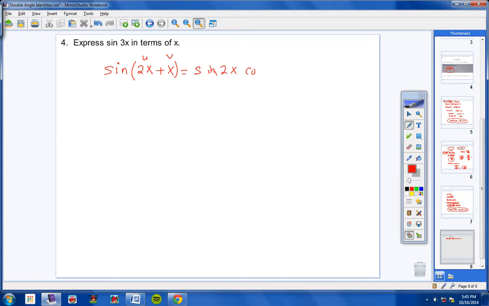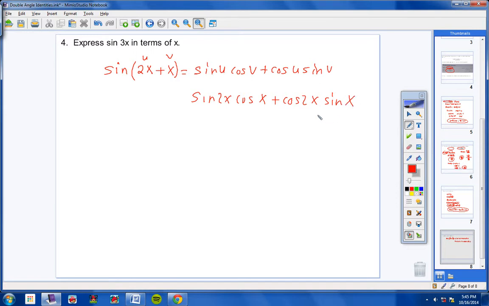Well, actually, I'm going to do this to make it really simple for you to see, okay? It'd be sine of u cosine of v plus cosine of u sine of v, okay? Now, for the u, I would put 2x. For the v, I would put x. And for the u, cosine of u, I'll put 2x. And for the v, I'll put x. There we go. Now we're almost done.